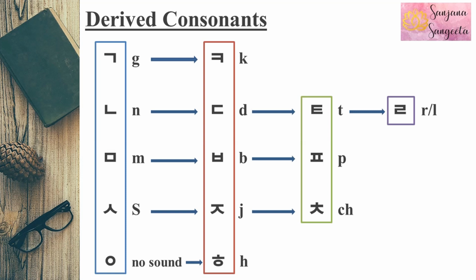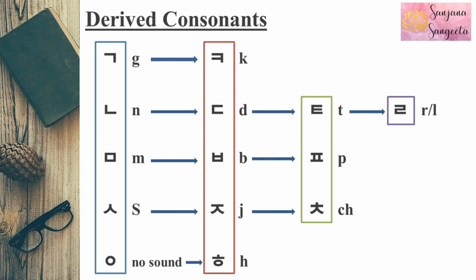Let's find out what consonants are derived from the N consonant. The first one sounds D, like D in English. The second one sounds T, like T in English. The third one sounds L. This sound is in between the L and R sound.